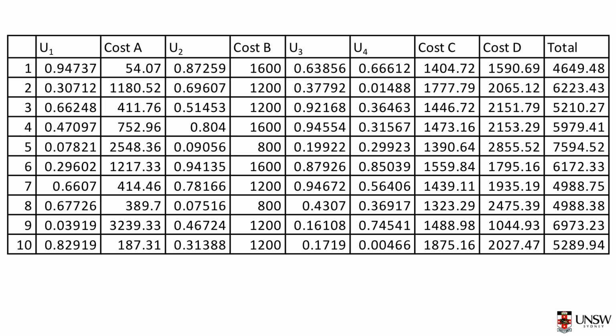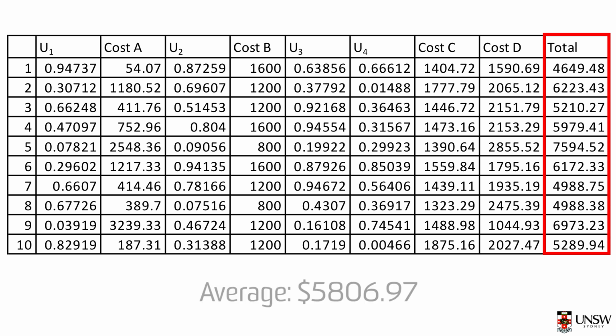The second question was, what was the mean for the cost of the project? In this case, all we have to do is determine the mean for these 10 total costs, which gives us $5,806.97.